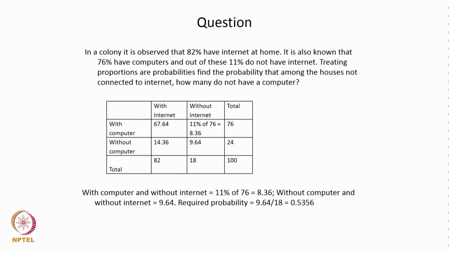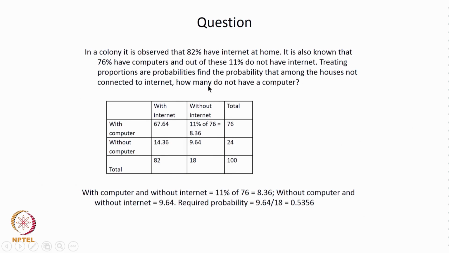In a colony, it is observed that 82% of the people have internet at home. It is also known that 76% have computers, and out of these 11% do not have internet. Treating proportions as probabilities, find the probability that among the houses not connected to the internet, how many do not have a computer. So, we could assume without any loss of generality that there are 100 houses.